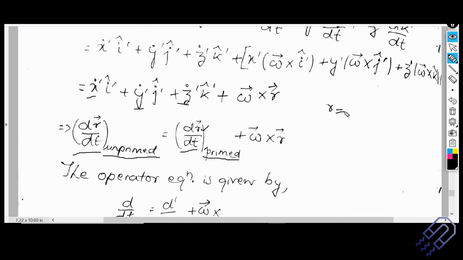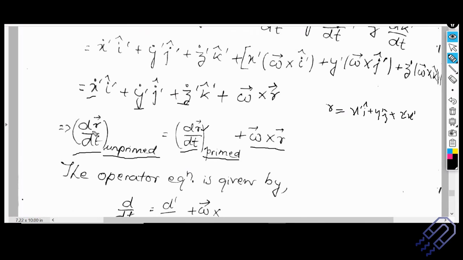So we have to remember what r is. r is nothing but x dash i dash, plus y dash j dash, plus z dash k dash. We are just going to use this again and again. So that's important. If we use these expressions, we can simply write it down as dr by dt plus omega bar cross r. This is in the primed set because we are using the dashes there, so we are just writing it down in the primed set of coordinates.